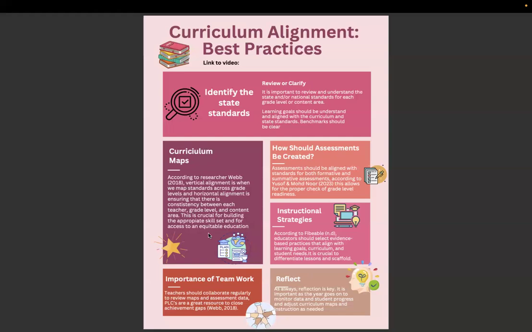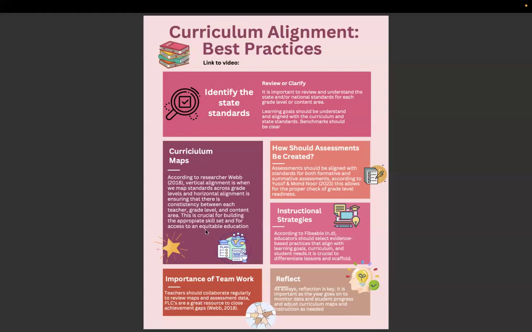According to Yusuf and Madnoor 2023, these are researchers, their study found that instructional activities and assessments often did not align with objectives, which of course hinders the mastery and student outcomes as a whole, which is detrimental.